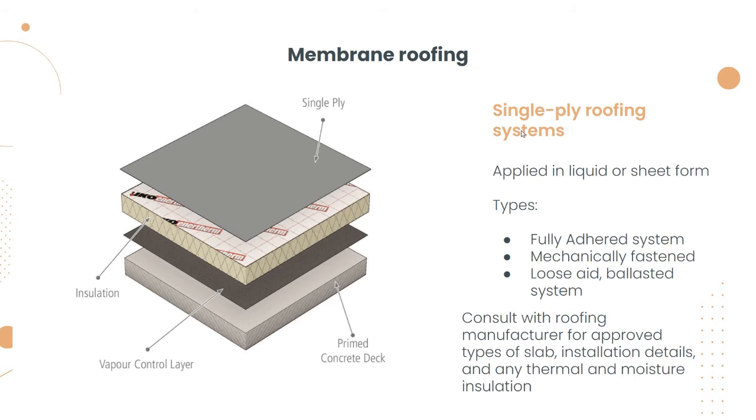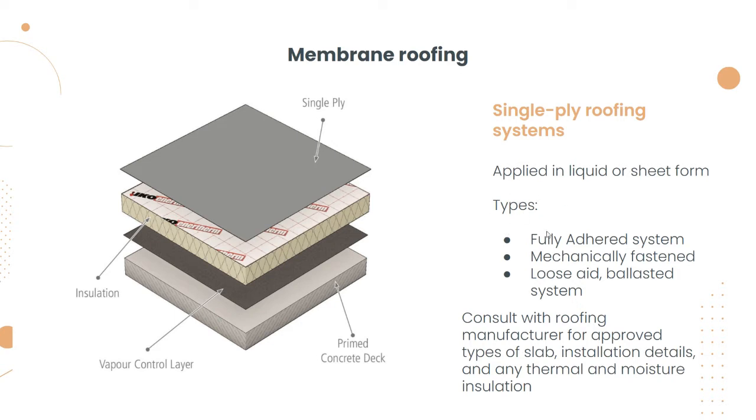And then we have the single-ply roofing systems. It is applied in liquid or sheet form. One example of sheet form uses thermoplastic membranes, PVC, which is polyvinyl chloride, or polymer modified bitumens, or EPDM, which is ethylene propylene diene monomer.